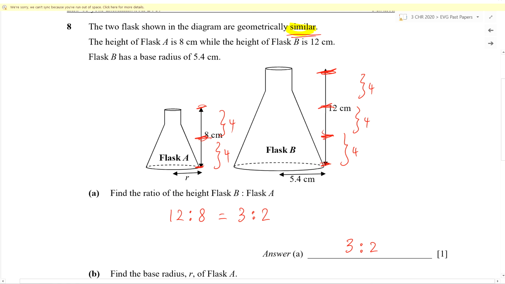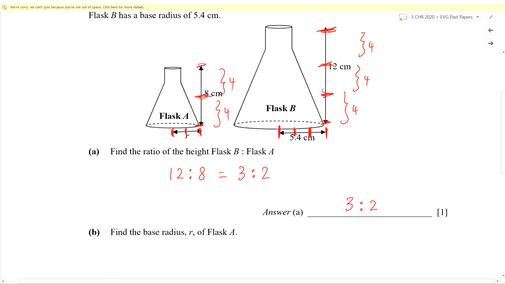So that means this 5.4 can also be divided into 3 parts. And this R over here will be the same, 2 parts. 3 is to 2. It is always 3 is to 2. Okay, let's see. Yeah, they wanted us to find the radius of A.